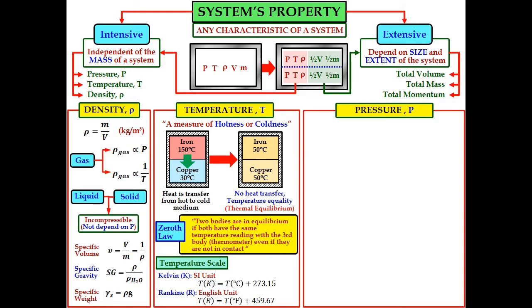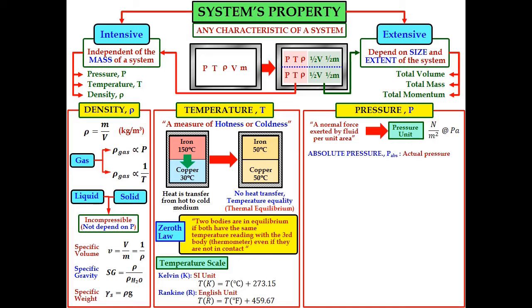And the last one is pressure. We use P as the pressure symbol. Pressure is a normal force exerted by a fluid per unit area. This is the definition of pressure, and the pressure unit is Newton per square meter, or Pascal.